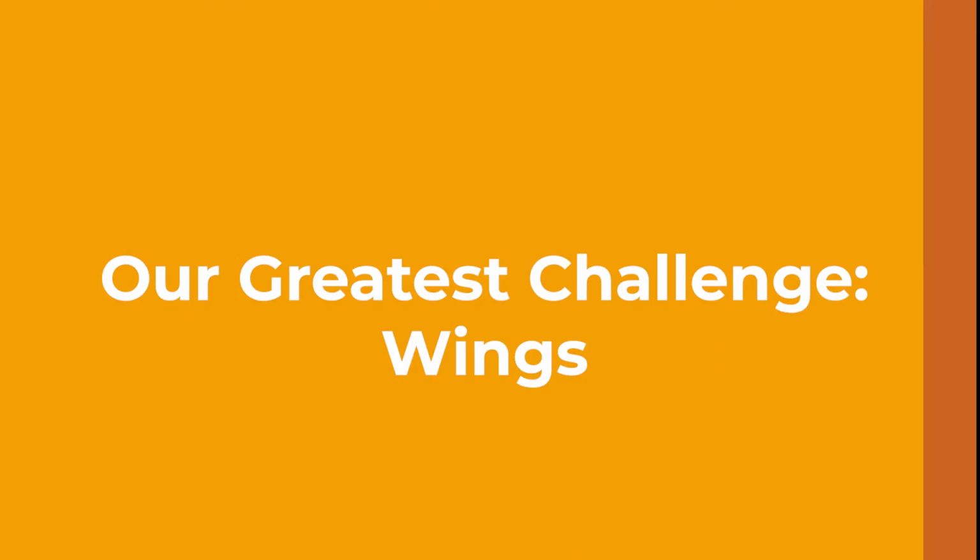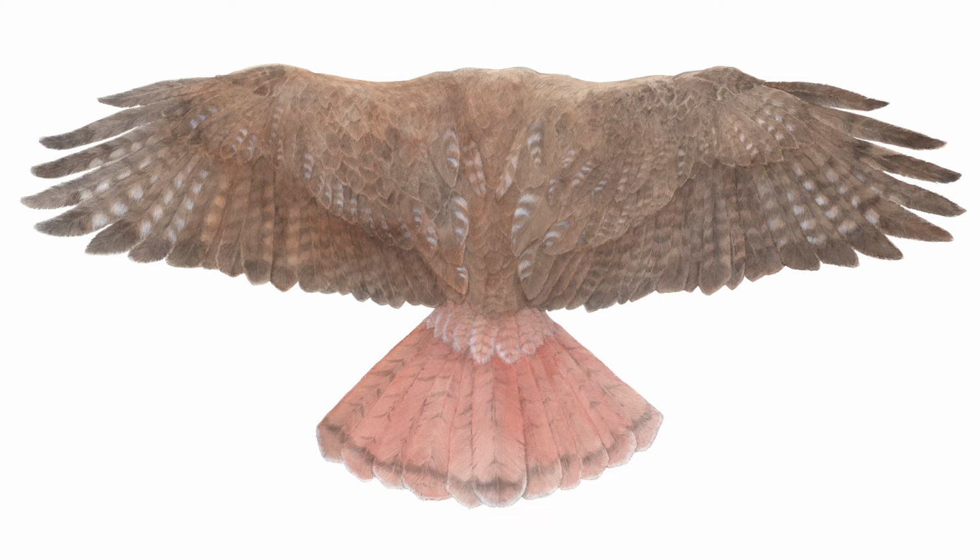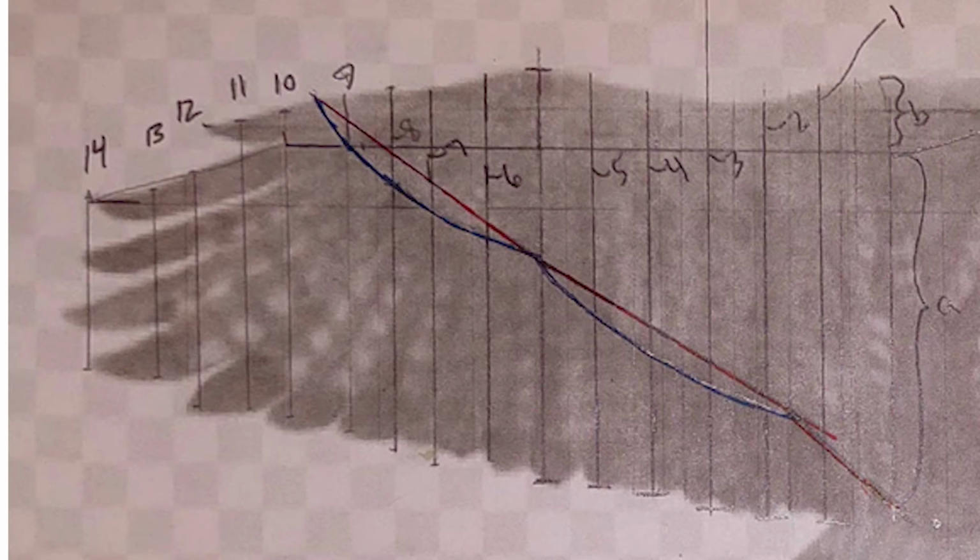Our greatest challenge was the wings. To make the wings, we started with this top view of a red-tailed hawk, and as you can see, the wings have thicker parts made up of bone and muscle, and the thinner parts which are made up of just a few layers of feathers. We broke each wing into sections and measured the lengths of the thick and thin portions to design an airfoil, that is, a wing cross-section.